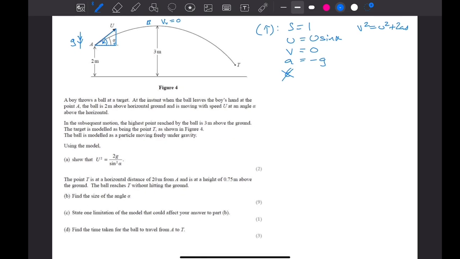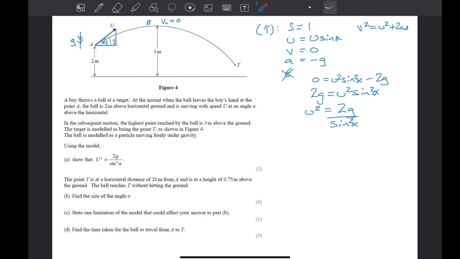So plugging everything in, 0 is equal to u squared, so u squared sine squared alpha. Because I need some more space for this, I'll drag it down a little bit. Plus 2as. Well, 2 times 1 times g. It's going to be minus 2g. So let's add the 2g to the other side. 2g is equal to u squared sine squared alpha. And now we will divide by sine squared. So altogether, u squared is equal to 2g over sine squared alpha. Exactly what they wanted. On to the next bits then.